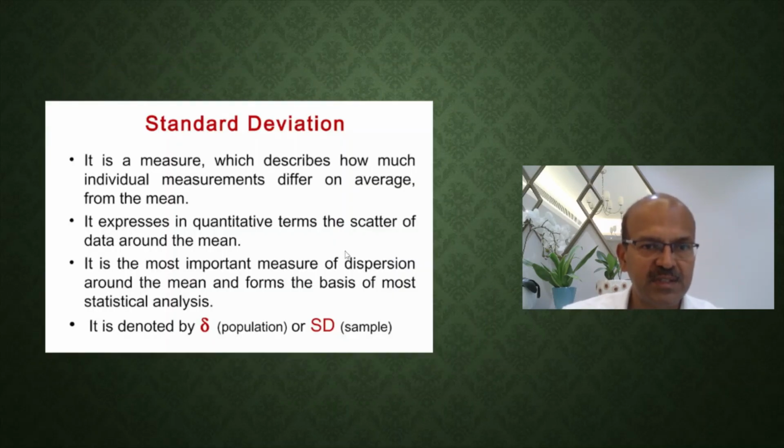Standard deviation is a measure which describes how much the individual measurements differ on average from the mean. It expresses in quantitative terms the scatter of the data around the mean, and it's the most important measure of dispersion around the mean, and it forms the basis of most statistical analysis. So when you're interpreting study results, you'd always have the range expressed as standard deviation.